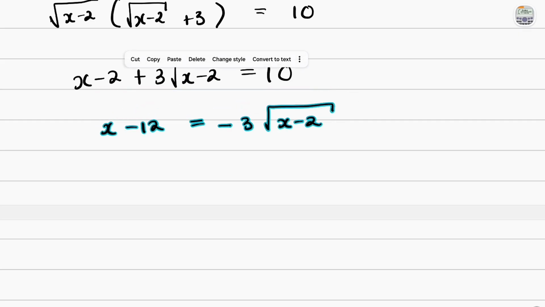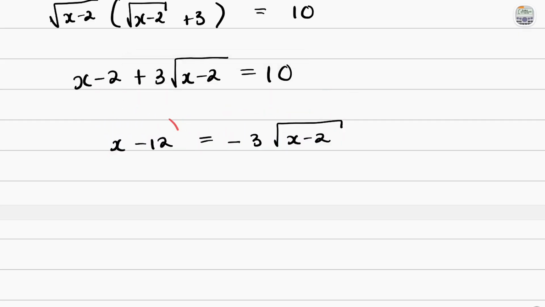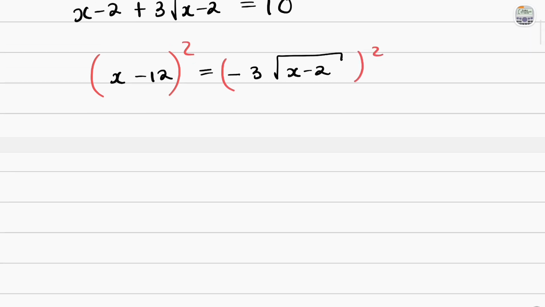Okay, at this point, we can get rid of that surd by squaring both sides of this equation. So this is equal to, and let's distribute here. x all squared is x squared. Negative 12 all squared is positive 144. And then first times second term is negative 12x.